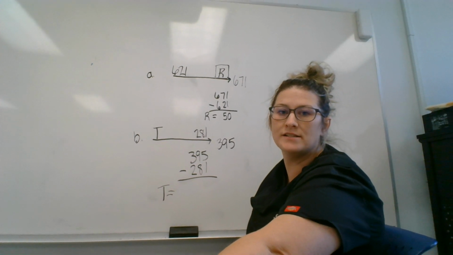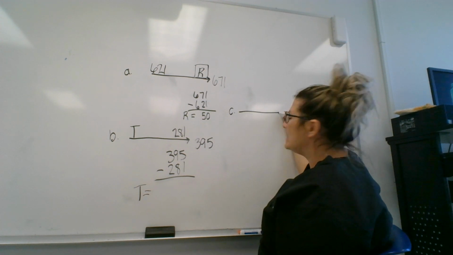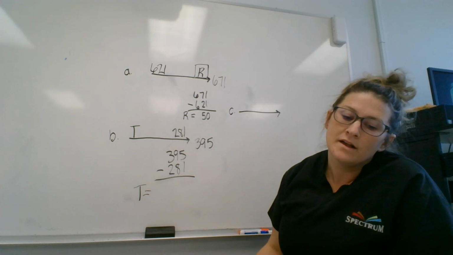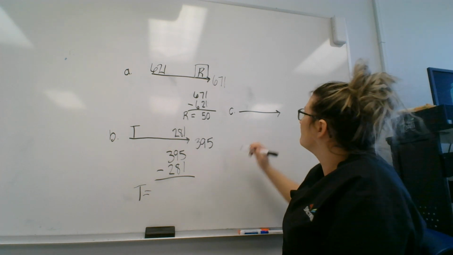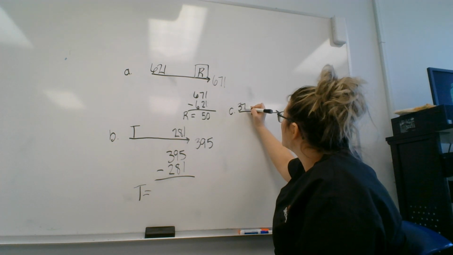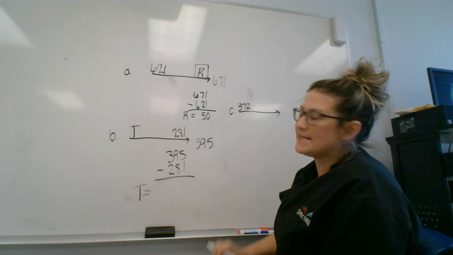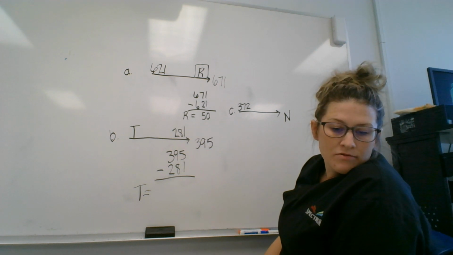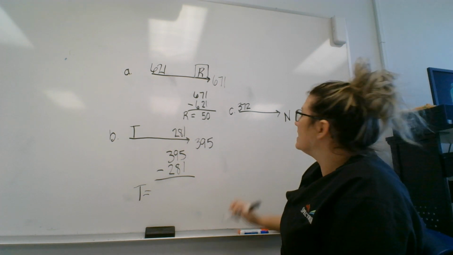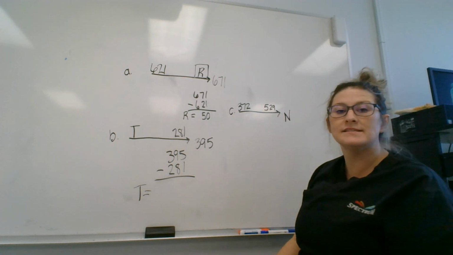Let's go ahead and do C over here. I'll set it up for you guys. The first small number is 372. The big number is N. So my N goes over here. The second small number is 529. This time I'm missing a big number.